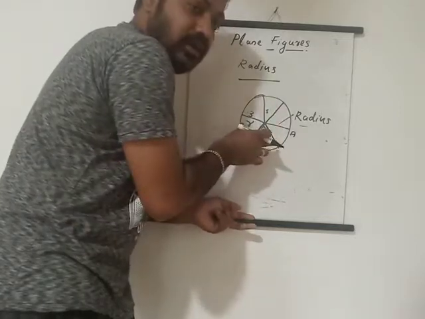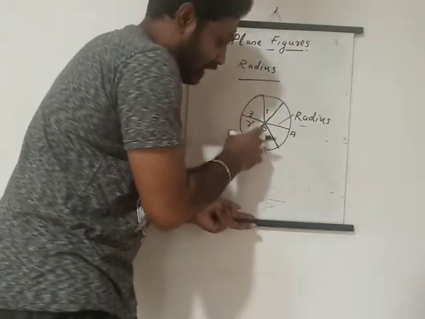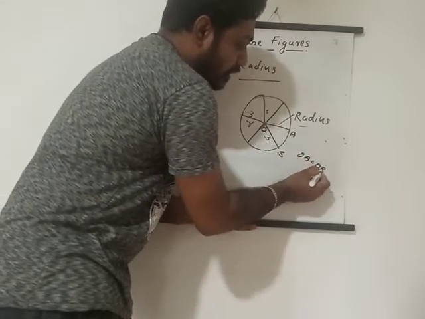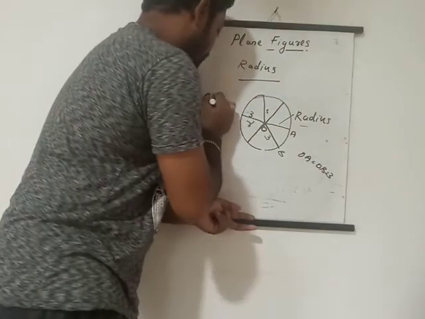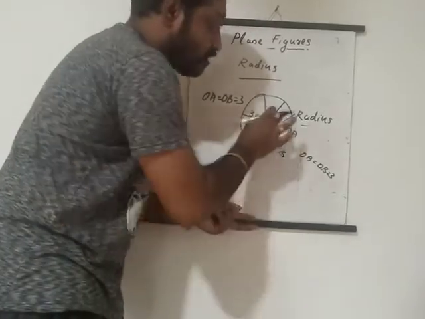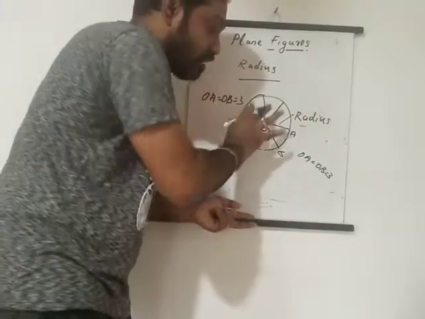In the case of this circle, if you are getting a radius of 3, that means OA is equal to OB is equal to 3, you can write it. OA is equal to OB is equal to how many centimeters? 3 centimeters. Understand? So all the radii are the same for a circle.